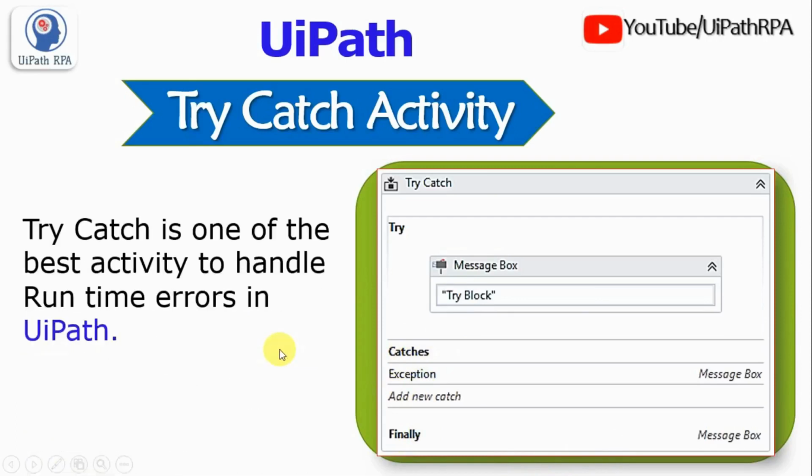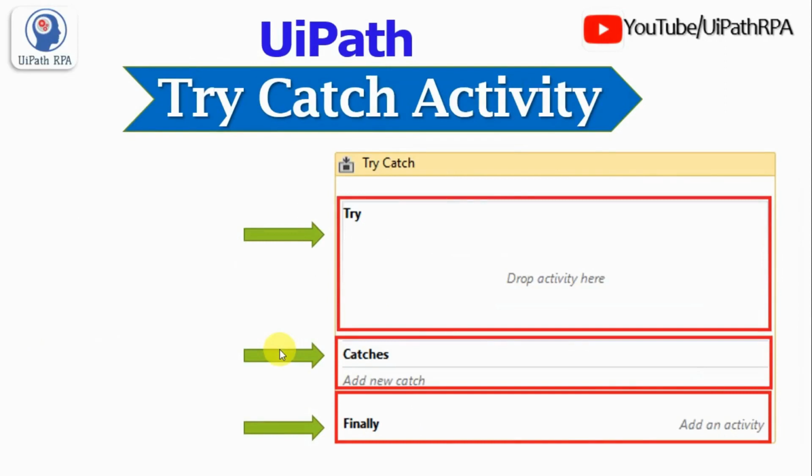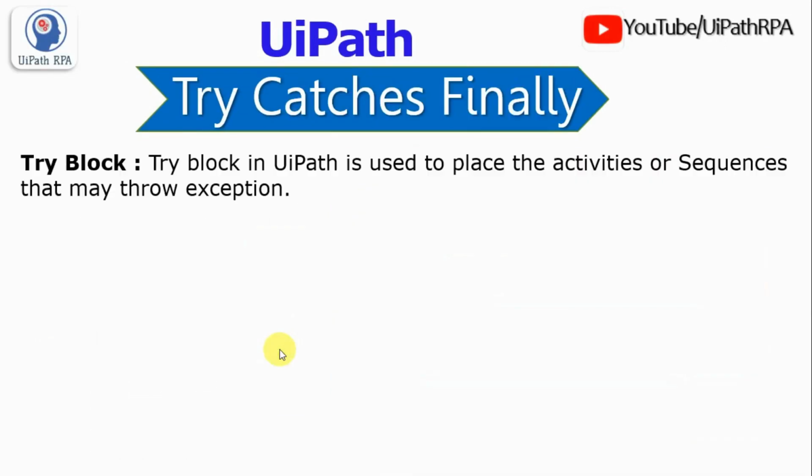So the try catch is one of the best, or you can say the important, activities to handle runtime errors in UiPath. If you see here, there are three blocks: the try, catches and finally. Okay, we'll see here the try block.